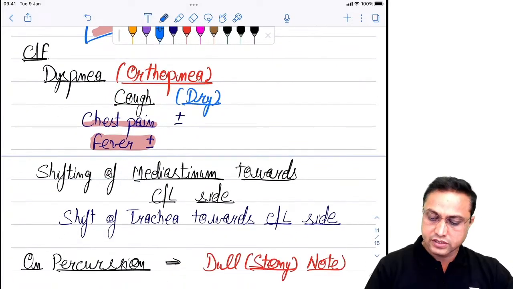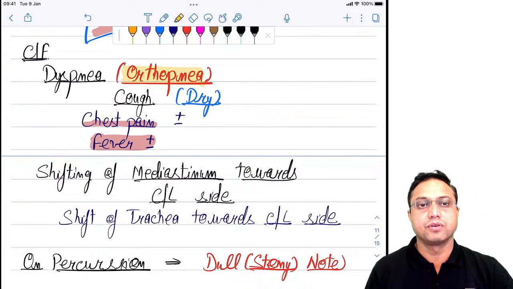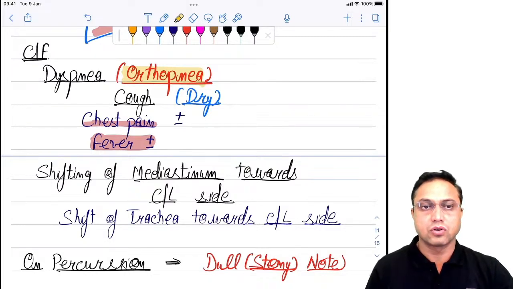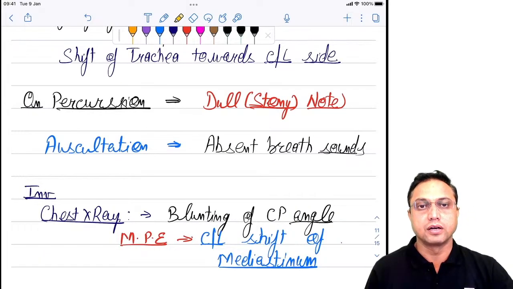Clinical features: this is the important feature, the patient is going to have orthopnea. The patient can also have cough, dry chest pain, fever, shifting of the mediastinum and shift of the trachea towards the contralateral side. Trail sign is going to be there. On percussion, you are going to find a dull, stony note. On auscultation, we are going to find absent breath sounds.